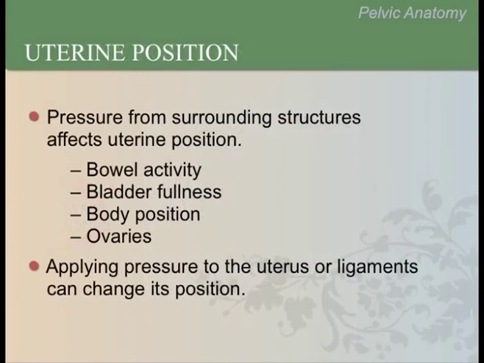The uterus is pushed into its position by pressure from the structures around it. Applying pressure to the uterus or ligaments can change its position. This pressure can come from bowel activity, bladder fullness, body position, or ovarian masses.